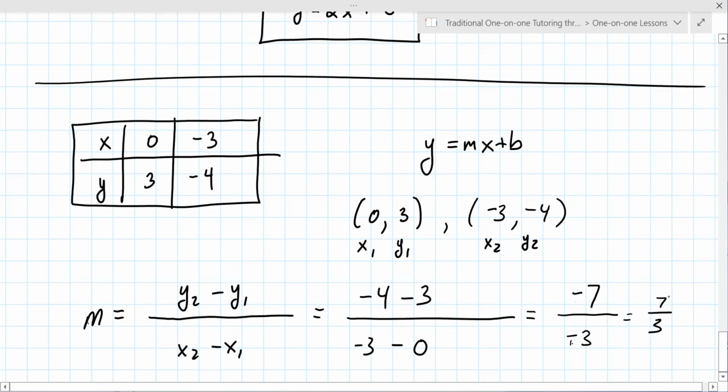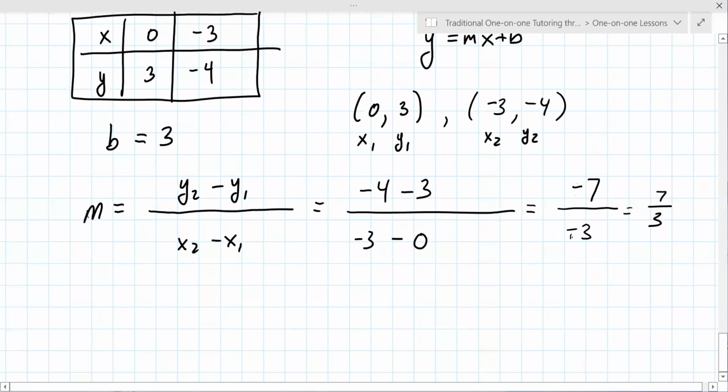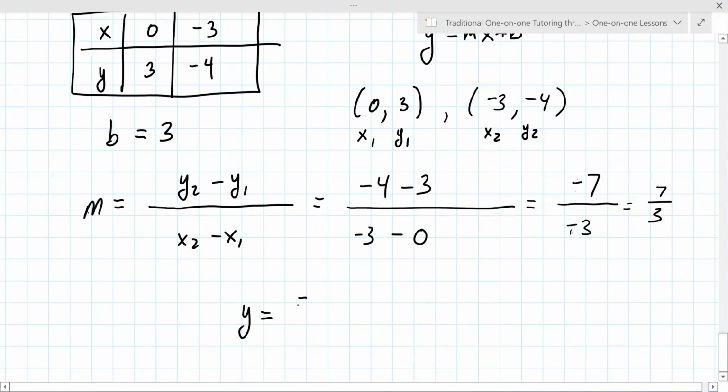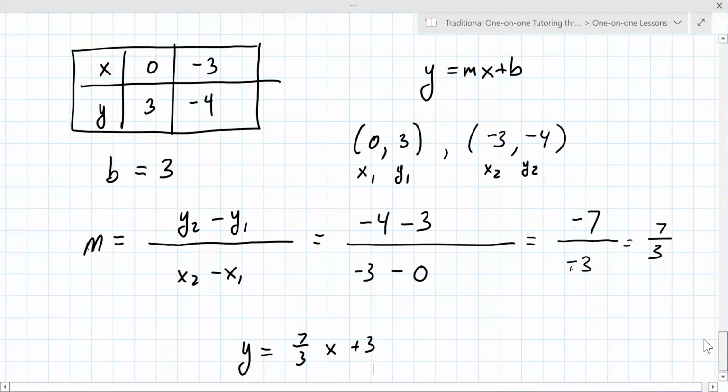7/3. What is 7/3 in this problem? What does it represent? The M. The slope, yes. What is the B value? That would be 3. Good. So your final equation is y equals 7/3 x plus 3. So when you look at this problem, Jeremiah, what about this do you feel like you could not do on your own right now?